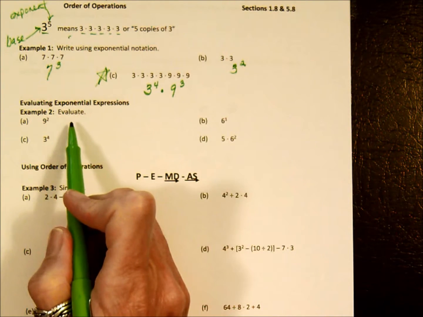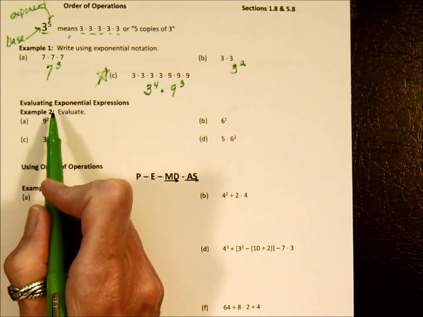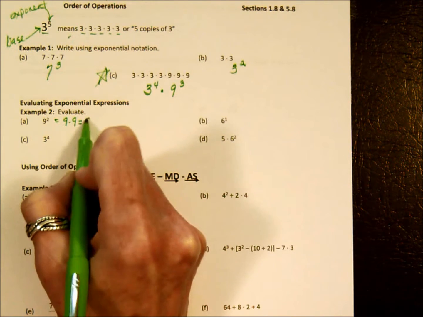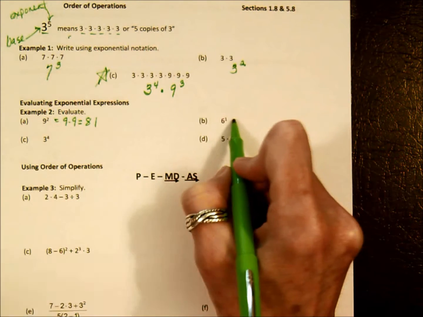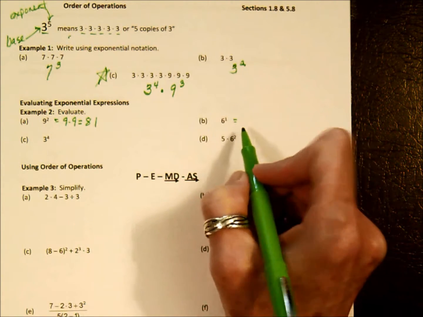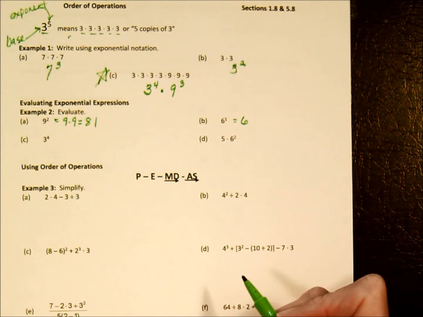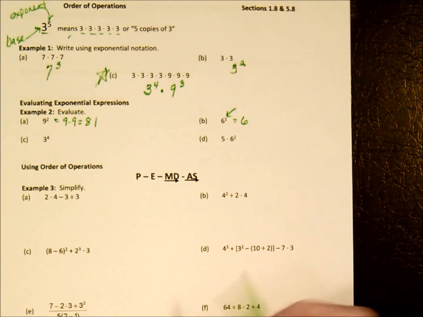Let's evaluate some expressions. Example 2a, 9 to the 2nd power, or 9 squared, means 9 times 9, or 81. Next, we have 6 to the 1st power, which means 1 copy of 6, which is obviously just 6. Typically, if the exponent is a 1, it's not shown.